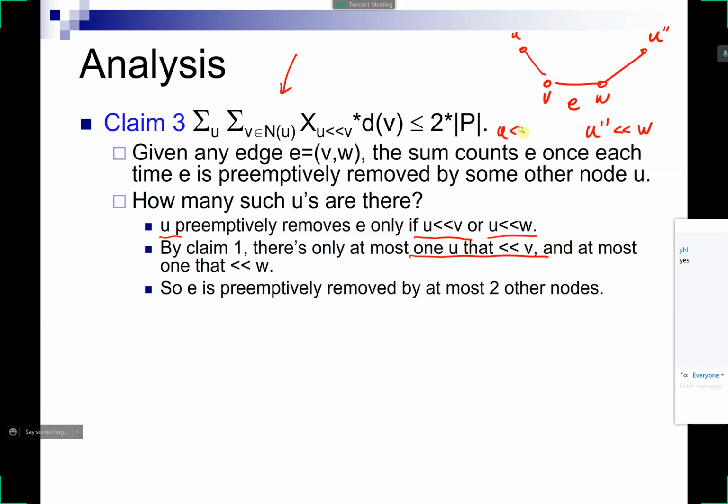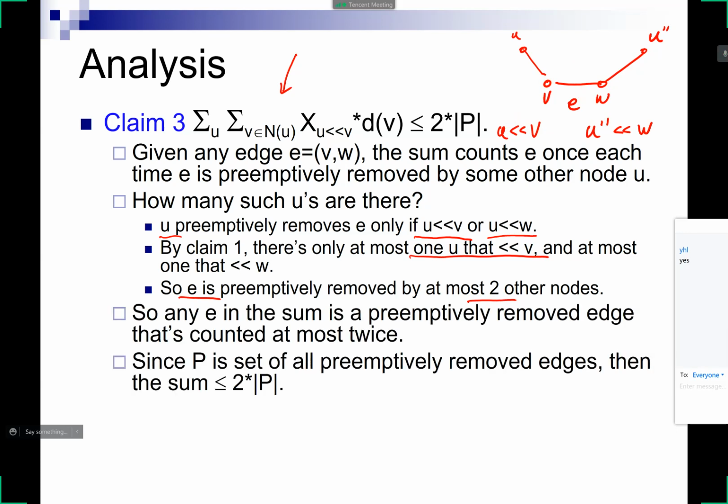And then here you have u is double less than v. So both u and u double prime can preemptively remove e, but these are the only nodes which can preemptively remove e. So that means that e is preemptively removed by at most two other nodes.